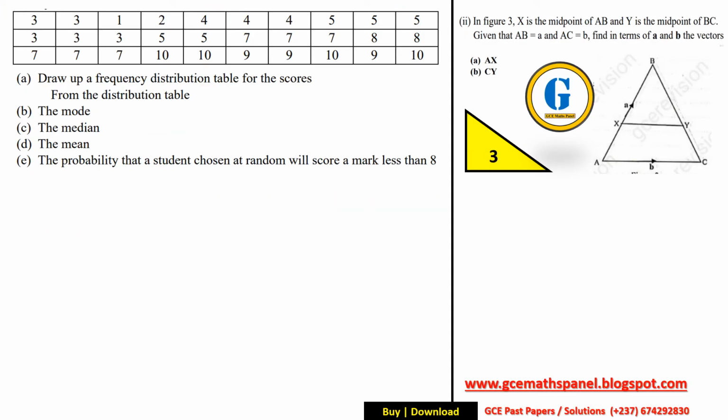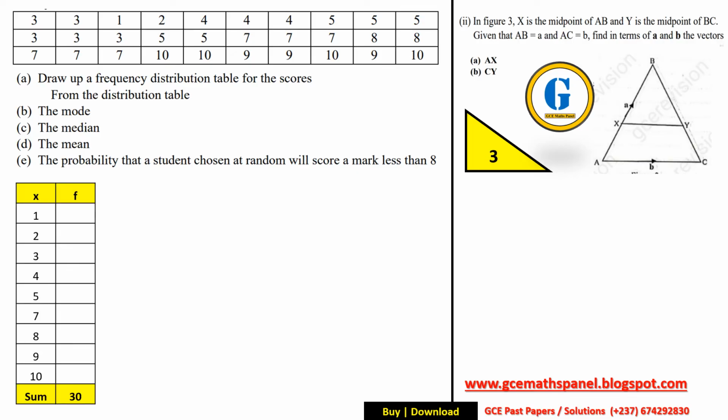So this is the frequency distribution table here. Now they want us to draw a frequency distribution table for the scores. You have the scores, which range from 1 to 10, right? If you look at it very well, 6 is not there. So we have 1, 2, 3, 4, 5, 7, 8, 9, 10. Since there are 30 students, the sum of all the frequencies will be 30.